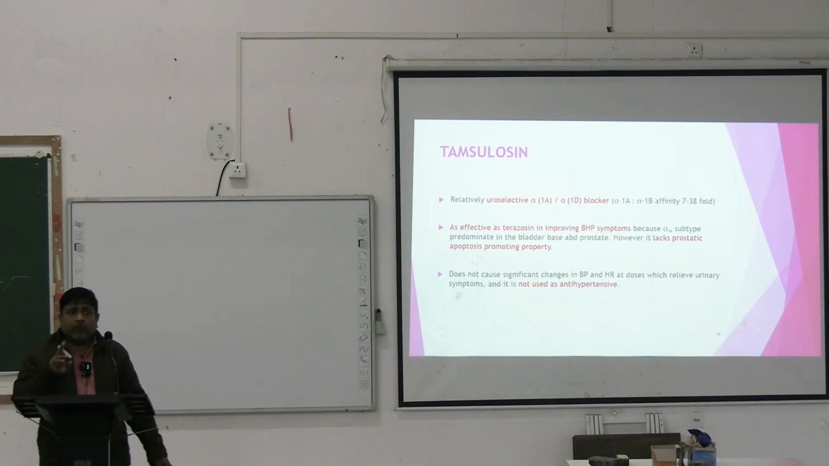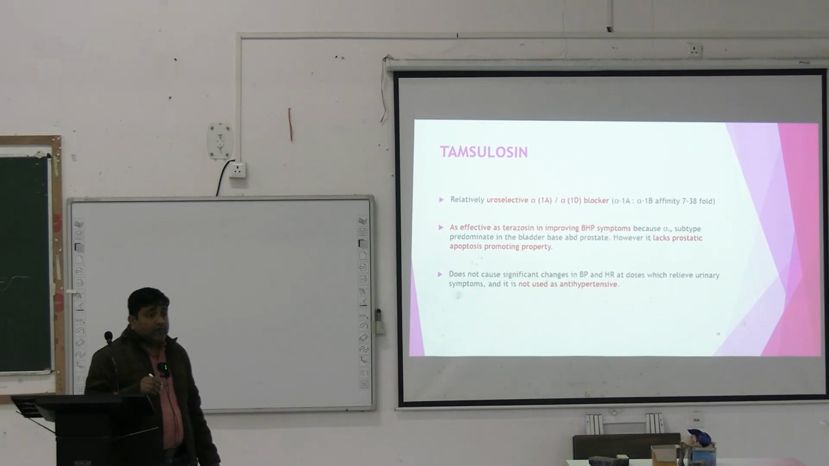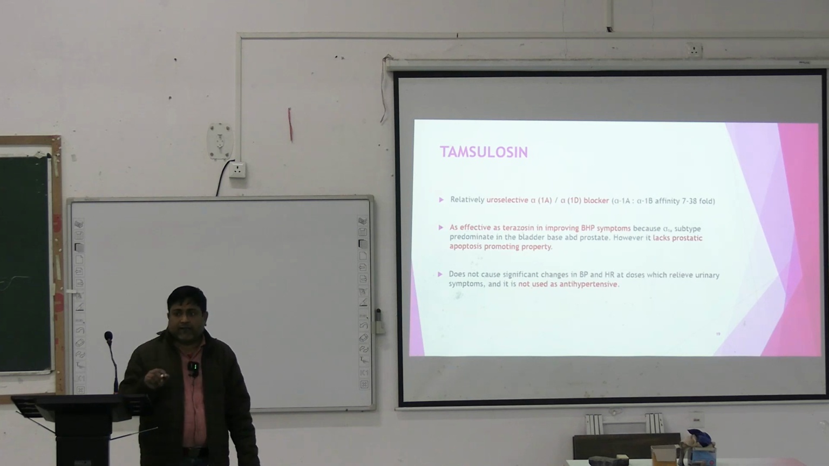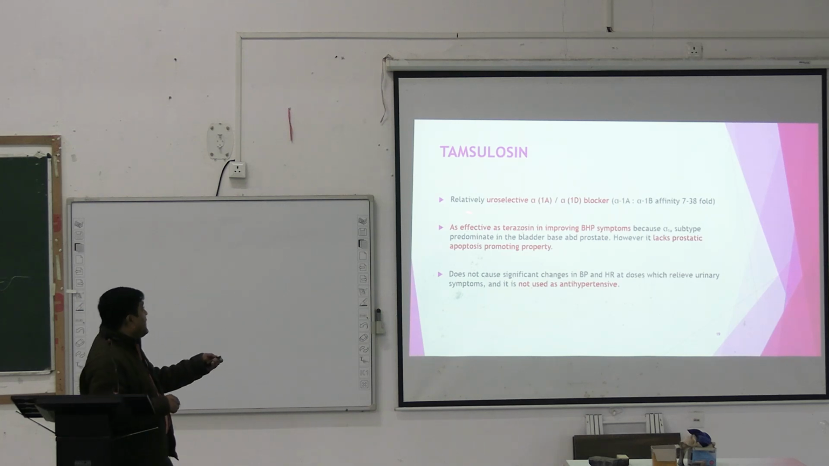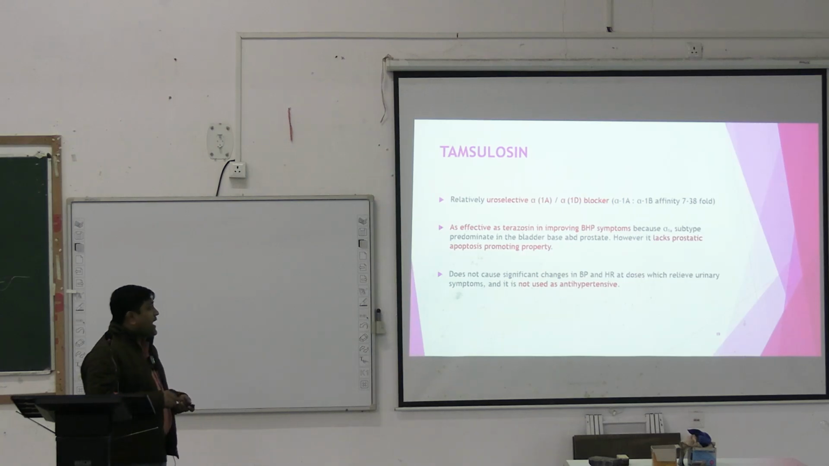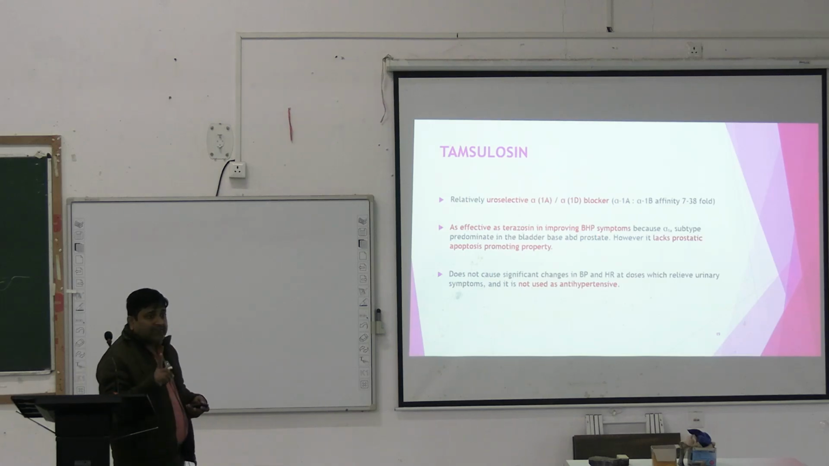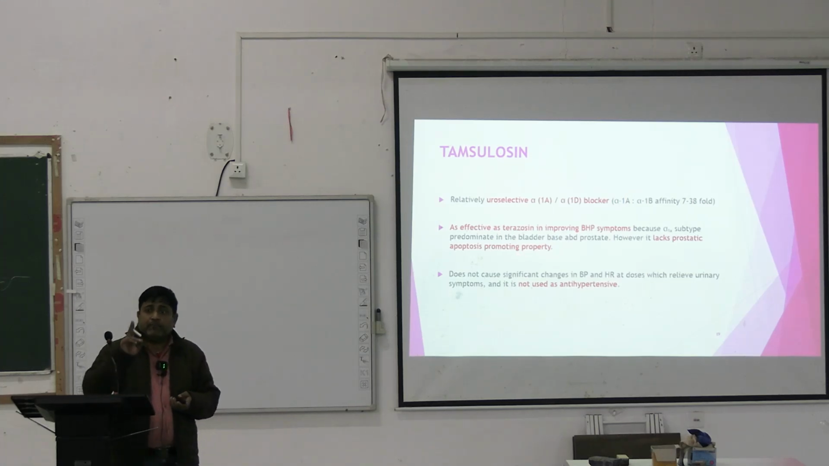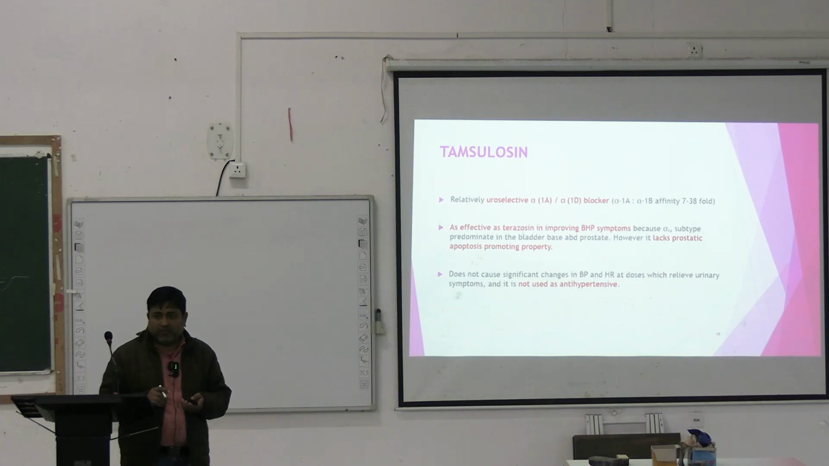Tamsulosin. Till now we have studied alpha-1 blockers. Now we are coming to alpha-1A selective blockers. So they preferably act on the urinary tract. It is a relatively uroselective alpha-1A, alpha-1D blocker, as effective as prazosin and doxazosin in patients of benign hyperplasia of prostate, but it lacks the prostatic apoptosis promoting property. It has no role in hypertension. These drugs are preferably used in benign hyperplasia of prostate.